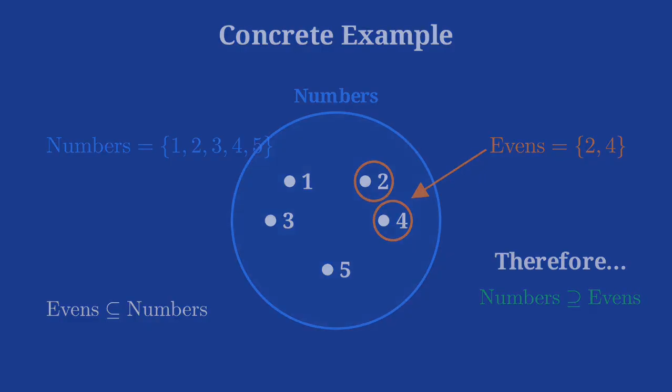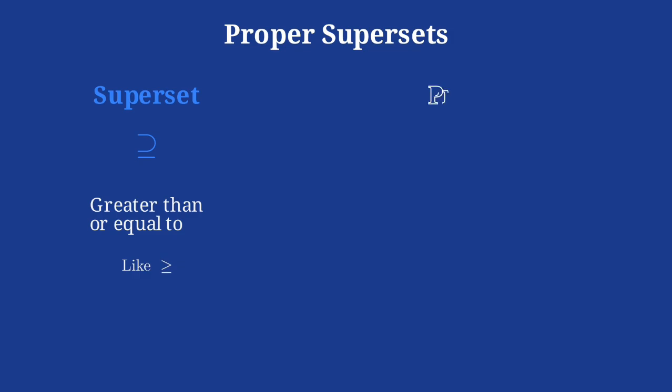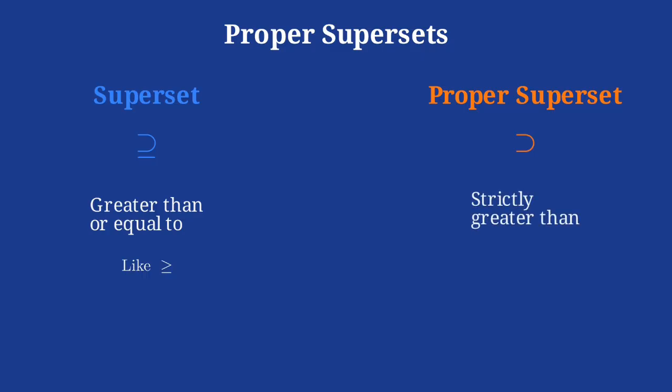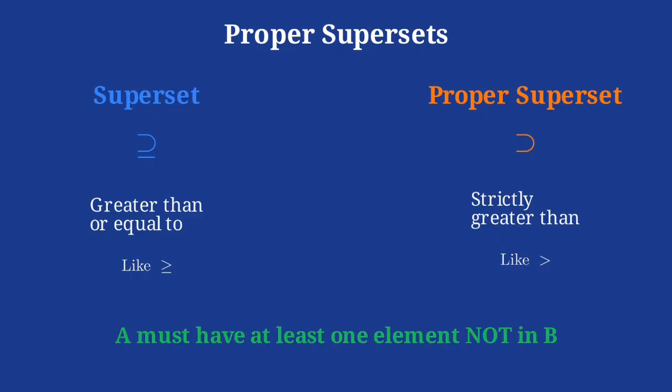Just like we had proper subsets, we also have proper supersets. A regular superset uses this symbol, meaning greater than or equal to. Think of it like the greater than or equal to symbol in arithmetic. A proper superset uses this symbol, meaning strictly greater than. Think of it like the greater than symbol. The key difference? For a proper superset, A must have at least one element that is not in B.